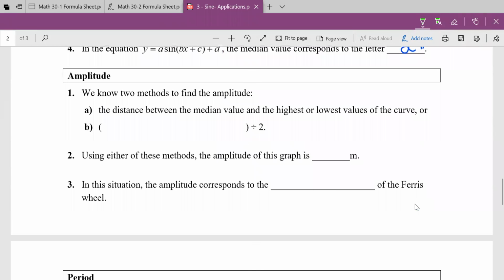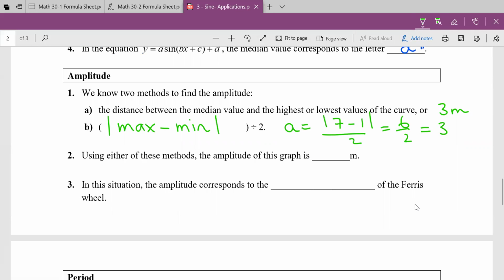Amplitude's 3 meters. It's how much I vary. Okay, if you would like a formula though, what you do is you go max minus min divided by 2. Something that's really important here, you need absolute value bars because amplitude is always positive. So it would look like this on that question: 7 minus 1 divided by 2, which is 6 over 2, which is 3. So either of these ways produce 3 meters.